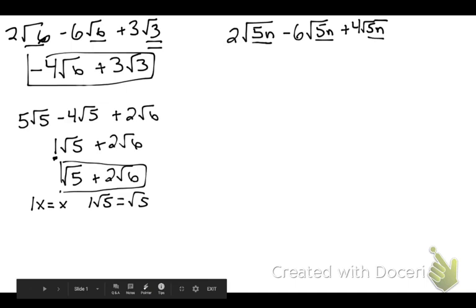And 2 minus 6 is negative 4, plus 4 is 0. So this would be 0 square root of 5n. And that's just the same thing as 0, because there's none of them left.